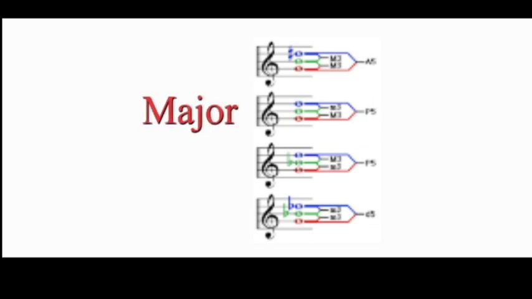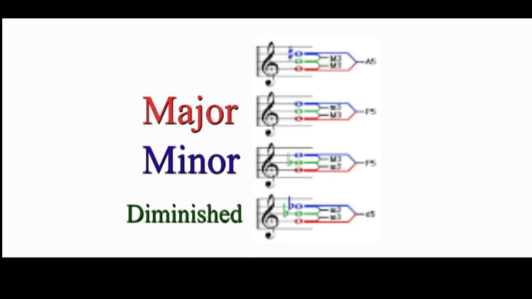The 2 most common are major and minor. Then there's the diminished, which is a little bit less common. And then not common at all is the augmented triad. And you can see that each triad has a different intervallic content.